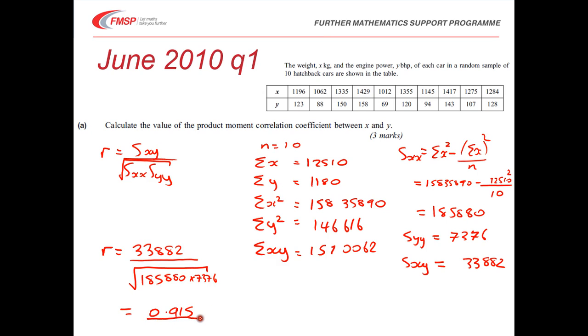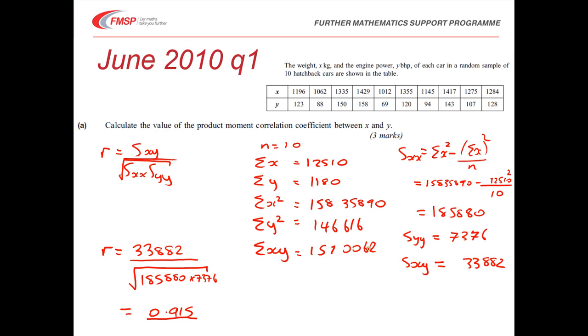Now again, it is possible to do everything on your calculator and just come up with 0.915, and clearly we have to give you the mark for that. If it was a show that question and you needed to get to this point, then it wouldn't be good enough on a calculator. So you can appreciate there's a lot of work to do for the 3 marks, which is why it's a good idea to learn how to use your calculator to do these.